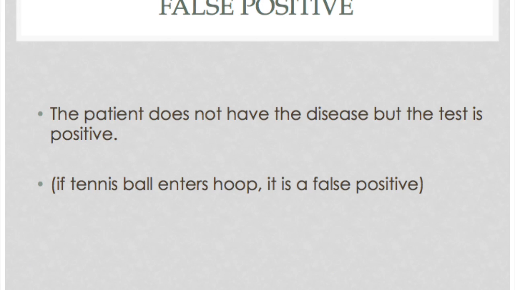Another outcome of a test can be a false positive. This is when the patient does not have the disease, but the test is positive. In our case, the tennis ball enters the hoop, but it is not supposed to, so this is a false positive.